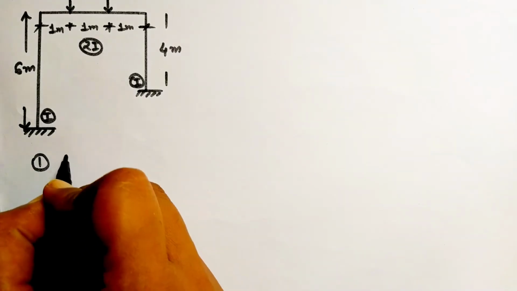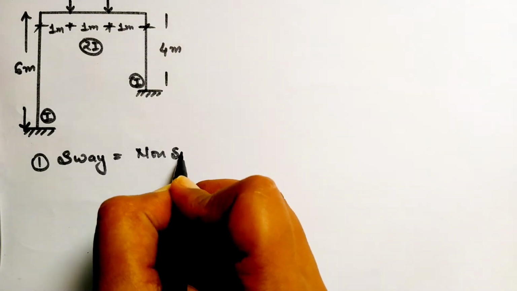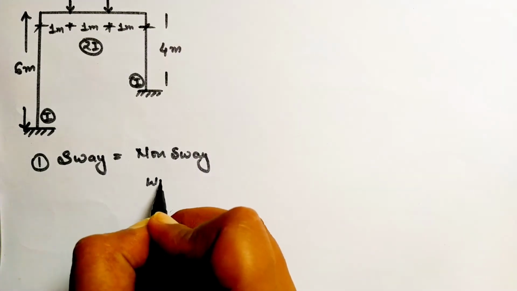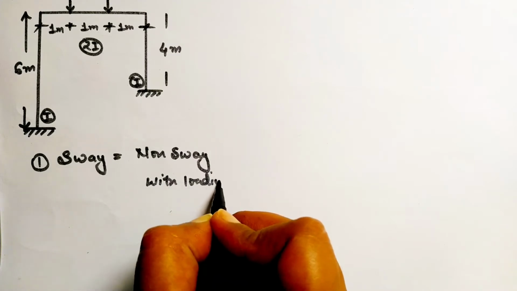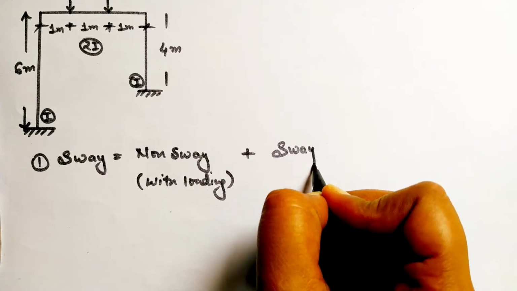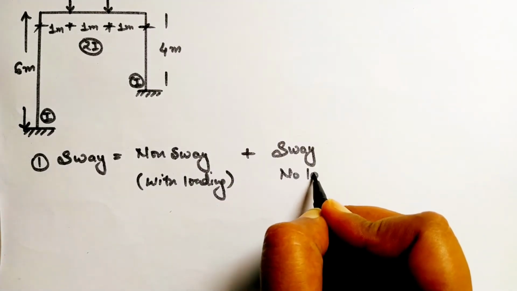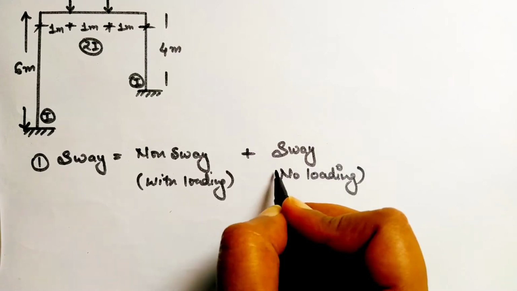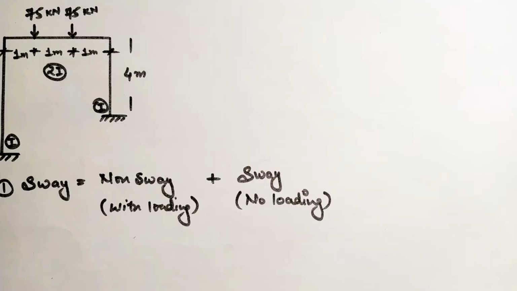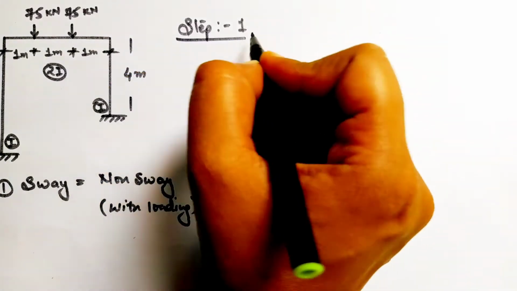Before moving ahead, we should know how to analyze a sway frame. For a sway frame, we have to do the analysis two times. First, we analyze the frame with the loading, as we do for non-sway frames. And the second part, we analyze the frame with no loading and with the geometry which is adding up for the sway.